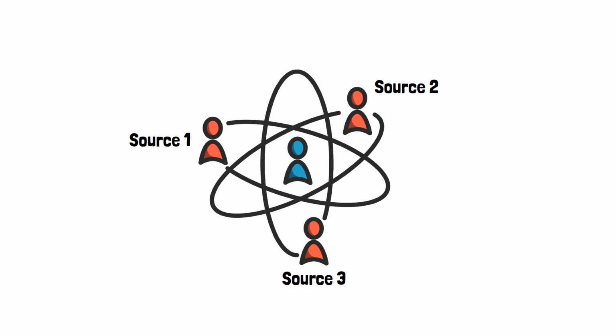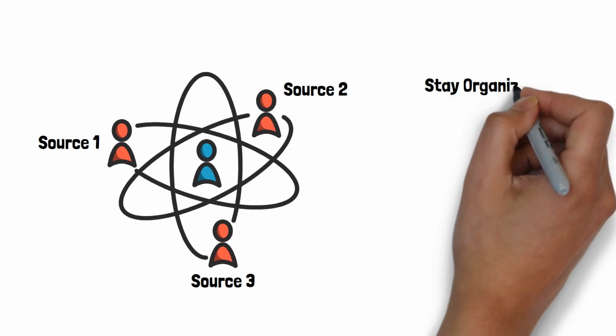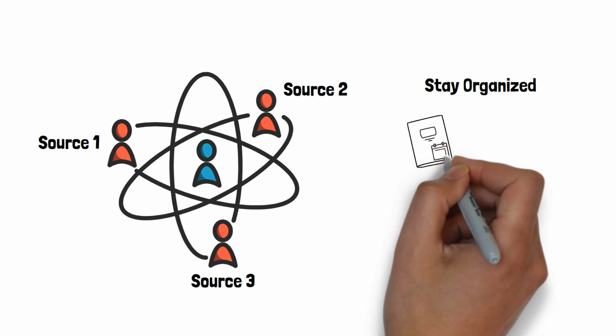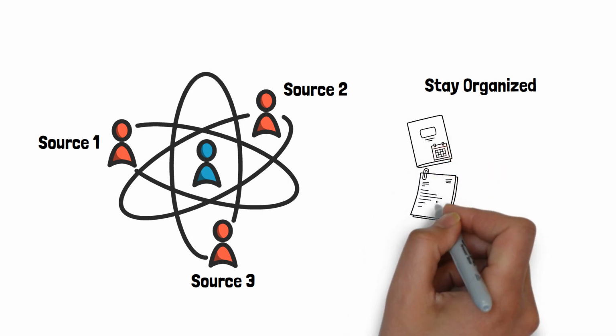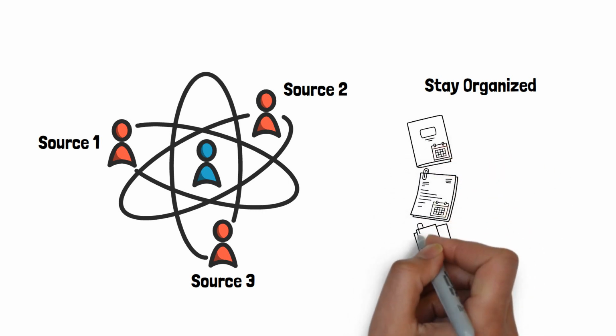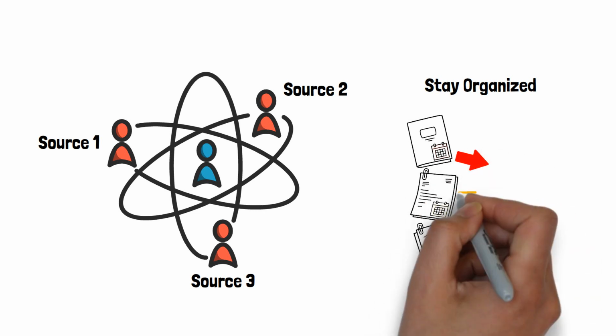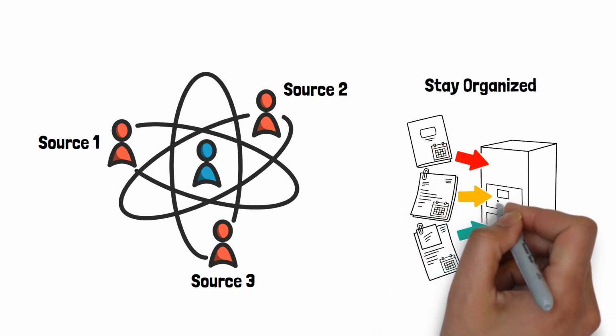Finally, meta-learning involves staying organized. Keeping your study materials organized can help you learn more efficiently since you will be able to find what you need more quickly. This might involve creating study guides, taking notes, or simply keeping your textbooks and notes in a tidy, easily accessible place.